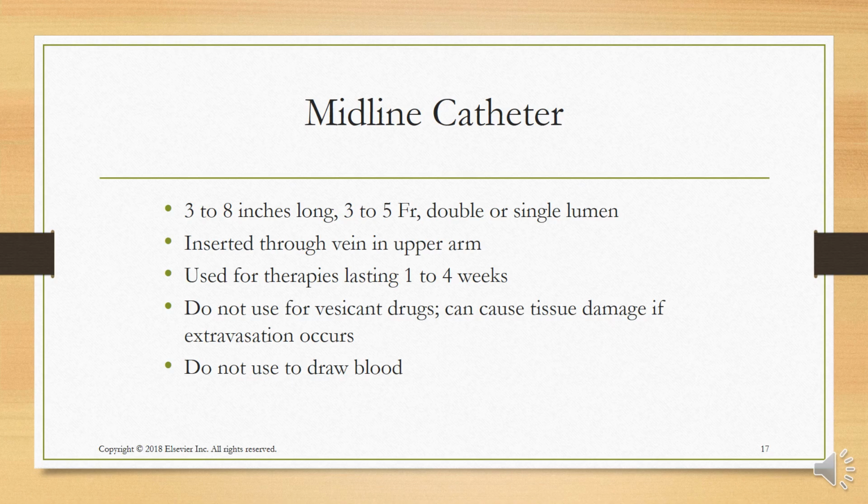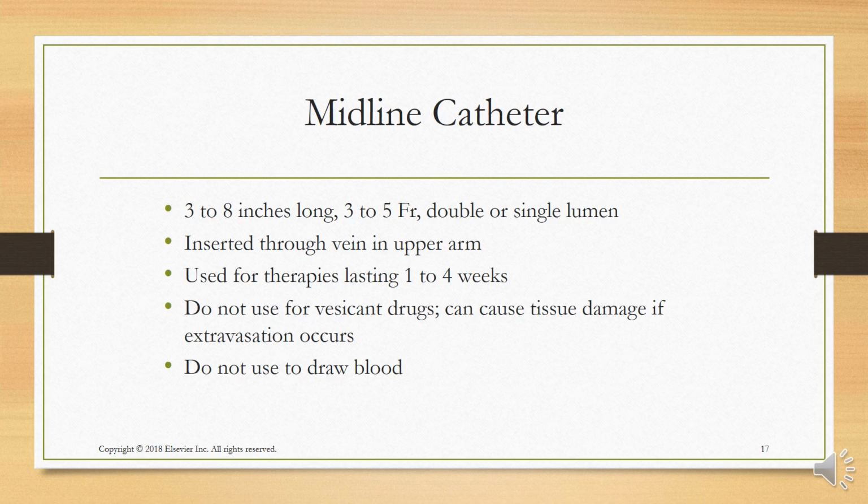Midline catheters. I said these are a little bit longer, and they are. They're usually 3 to 8 inches long, and they come in 3 to 5 French. And you can get them as a double lumen or a single lumen catheter, which is very nice if the patient is a hard stick and you need more than one line going. They're usually inserted through a vein in the upper arm, usually those same veins that are used for PICC lines, and they're used for therapies that last longer than 1 to 4 weeks normally.